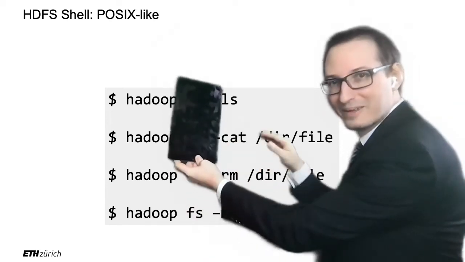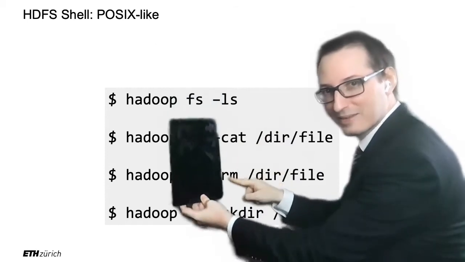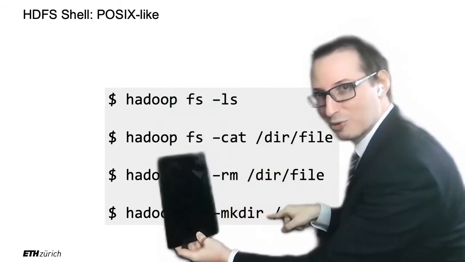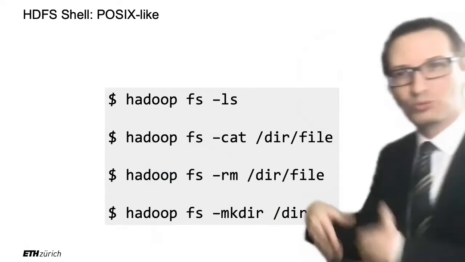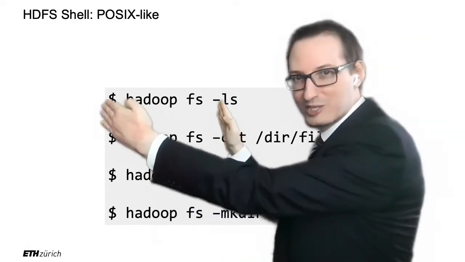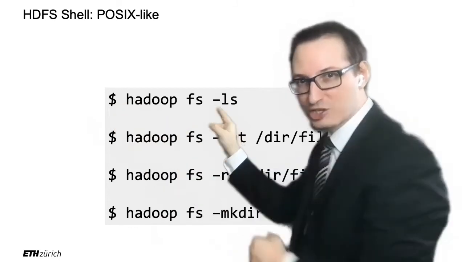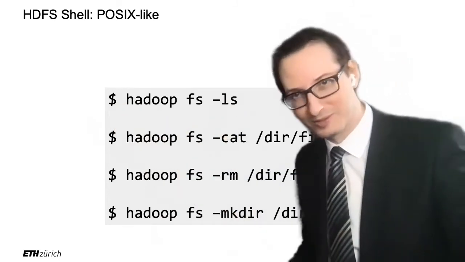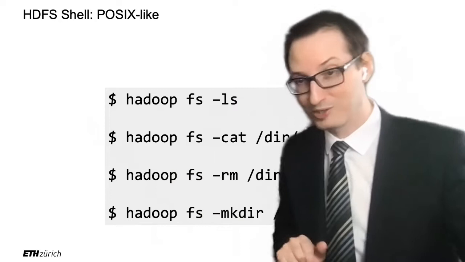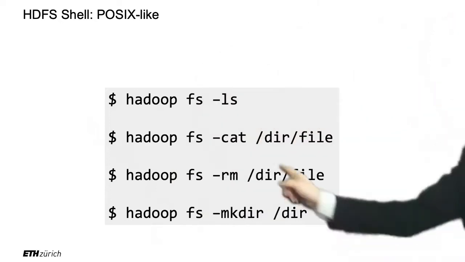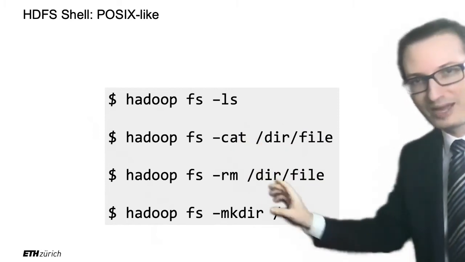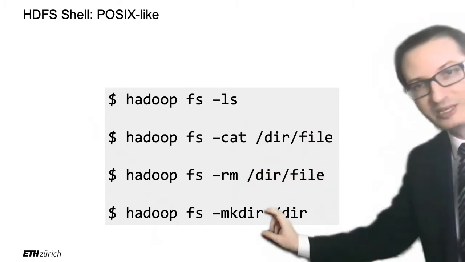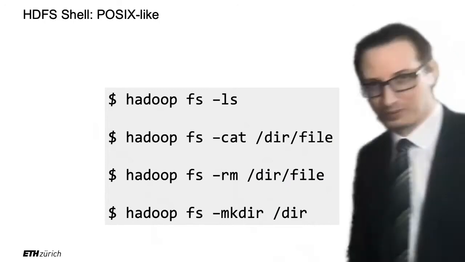Basically here, you type ls, cat, rm, mkdir. This is what you have locally on your laptop. But in HDFS, the only thing you need to add to actually do it on the HDFS cluster is that part, hadoop fs dash, and then the command that you want, right? So you will see it's pretty much the same thing. And then you just go ahead. This is the file you want to display on your screen. This is the file you want to delete. This is the directory you want to create, and so on.